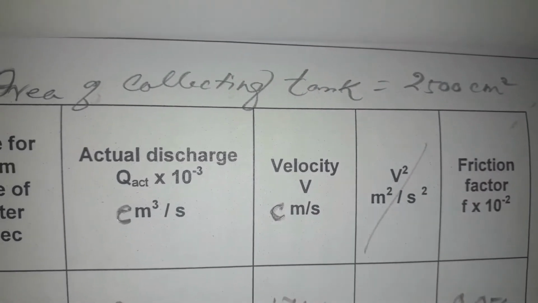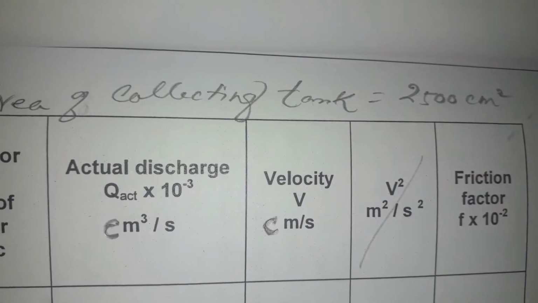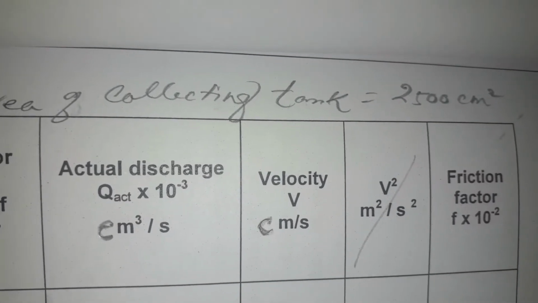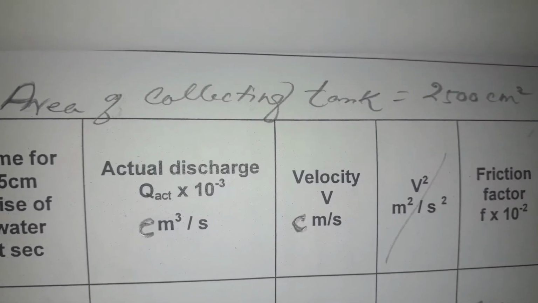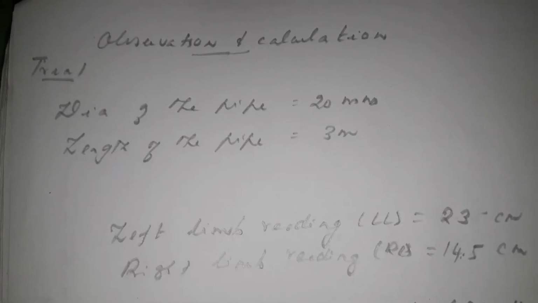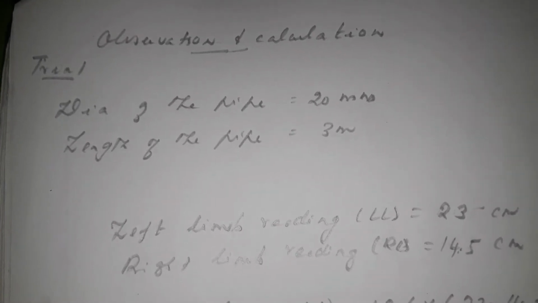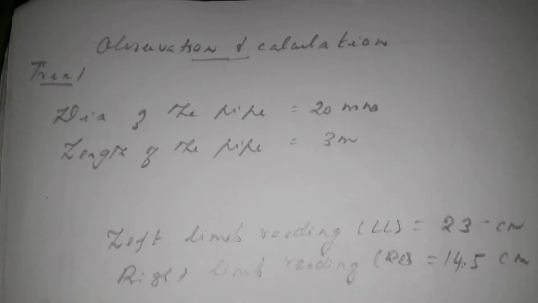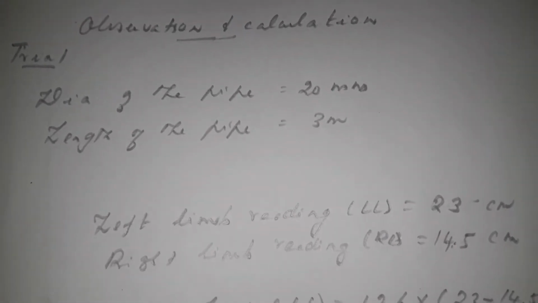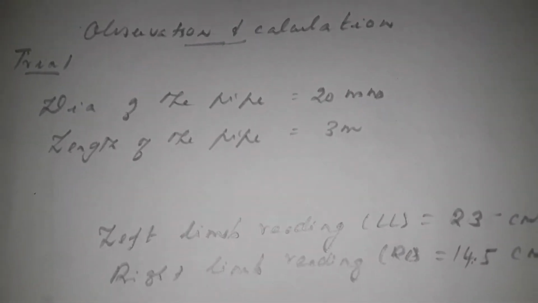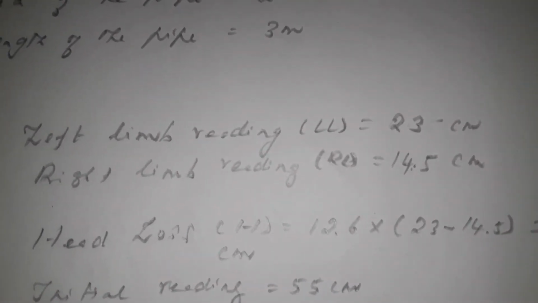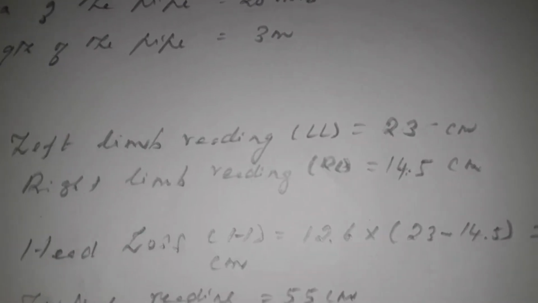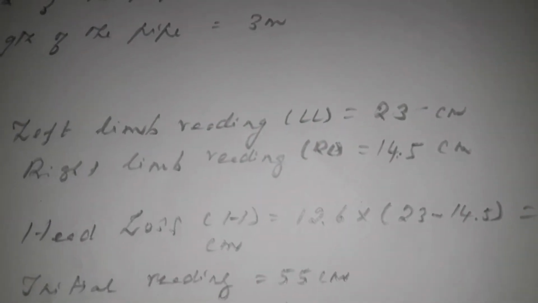After that, we calculate actual discharge and velocity and friction factor. Area of collecting tank is 2500 centimeter square. Now I consider the first reading from the tabulation, trial number 1. The dia of the pipe is equal to 20 mm and length of the pipe is equal to 3 meter. Left limb reading is 23 centimeter and right limb reading RL is equal to 14.5 centimeter.